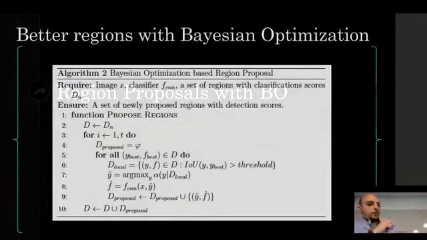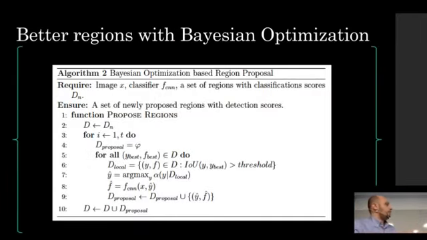Okay, so let's try to put this all together. We have an image X, we have a classifier F that gives us the classification score, and we have a set of regions that we already observed. We already know the score for them, which is dn. You can start from line 3 here. It's an iteration until t, until the money is out, or the budget for optimization is out.